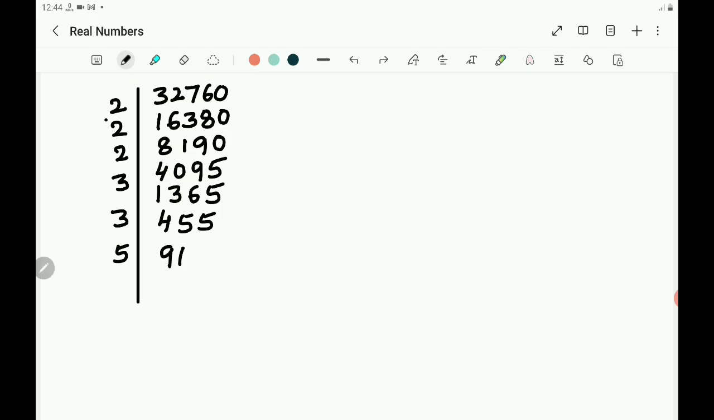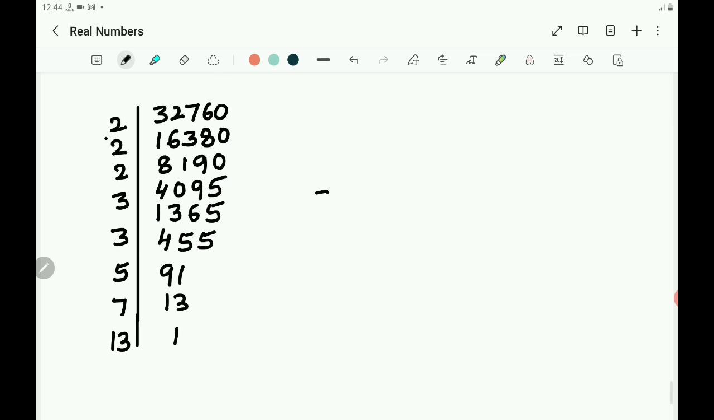You know that 13 7s are 91. Then you take 7 13s are 91. 13 itself is a prime number. Then you can write 13 into 1. In this way, you got the factors.